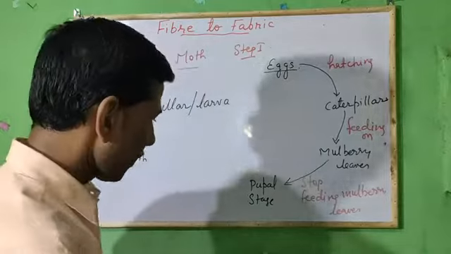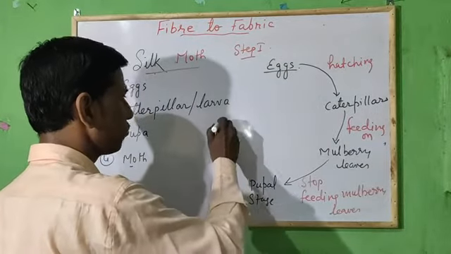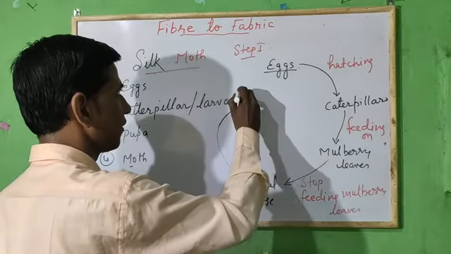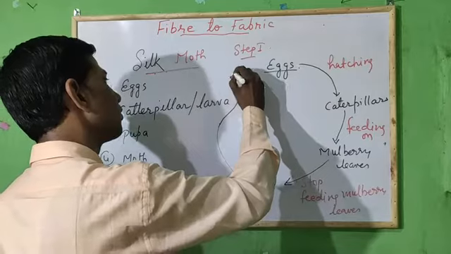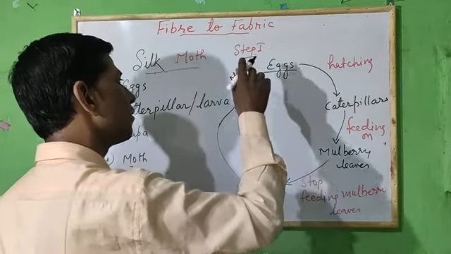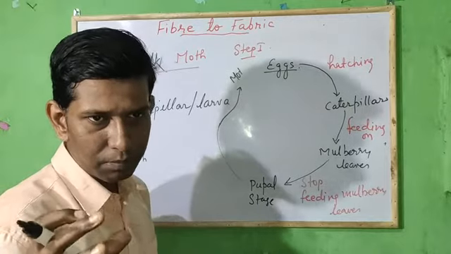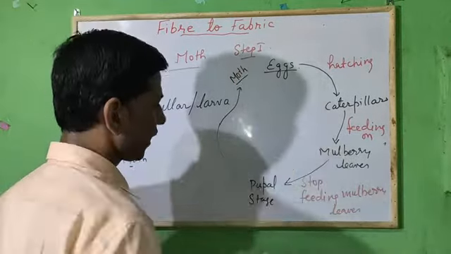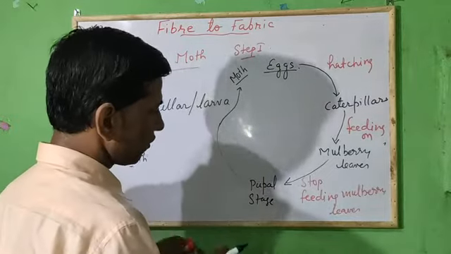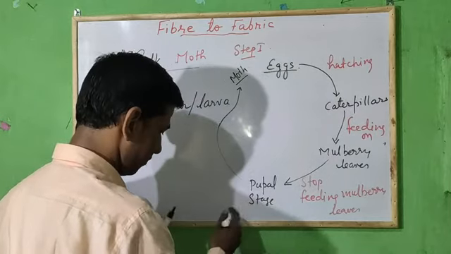Clear? So after the pupal stage, it will again convert into a moth. From the pupal stage, the moth will cut that cocoon and then fly out from it. So in this way we can write: pupal stage, cocoon formation.